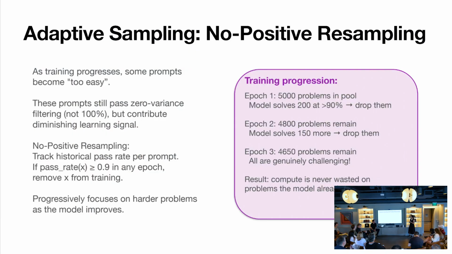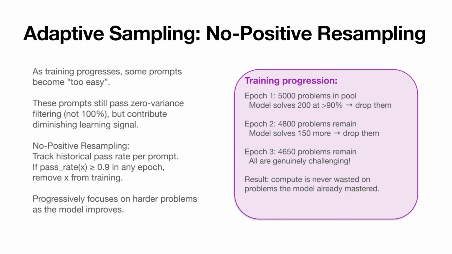There's also no positive resampling. It's also pretty simple. As training progresses, the model starts to master some problems. Some of these still pass the zero variance test, but they contribute very diminishing learning returns. So in no positive resampling, we track the historical pass rate per prompt. If the model can solve this problem more than 90% of the time, we just throw it away. This allows us to progressively focus on harder problems.